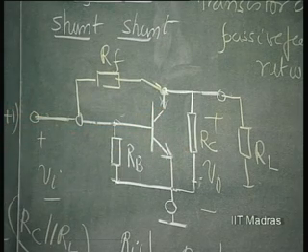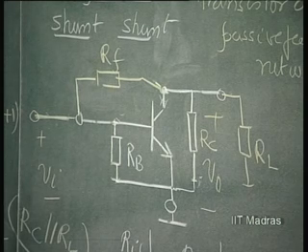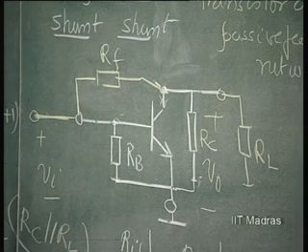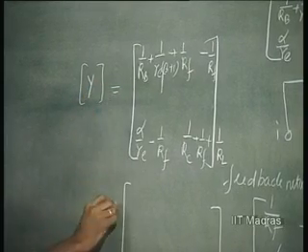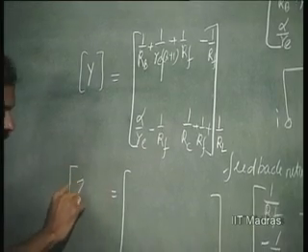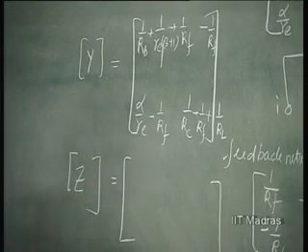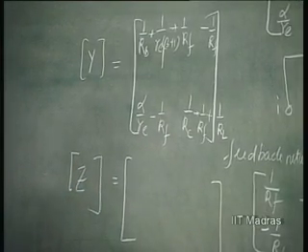Now, what should you do? You have obtained the composite Y parameter. What should you do? It is enough now if I convert this, this is composite Y, into Z. I have to convert this into Z.